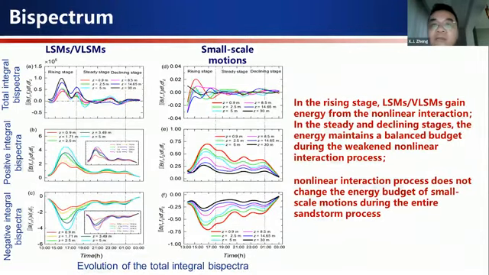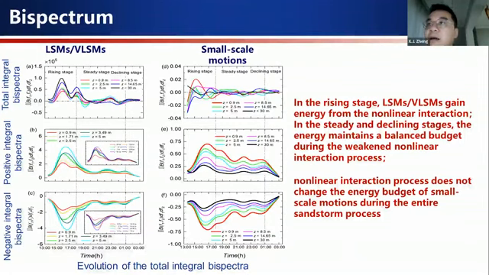The integral bispectrum shown in these figures is integrated again in the region below and above the blue dashed line to obtain the total nonlinear interaction occurring in the LSMs and VLSMs, the left 3 figures, and small scale motions, the right 3 subfigures, respectively. It shows that the integral bispectral value of the LSMs and VLSMs is relatively large and positive during the rising stage of the sandstorm, which means that LSMs or VLSMs gain energy from the nonlinear interaction.